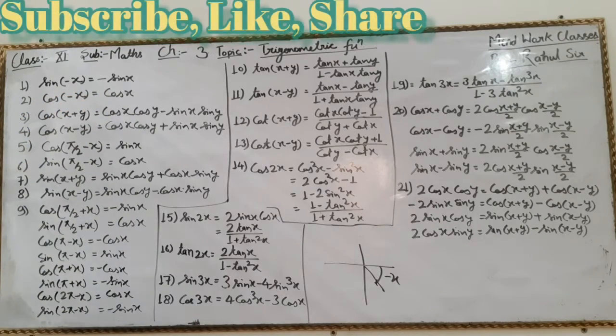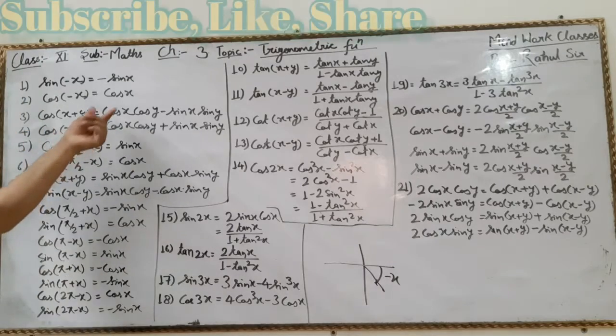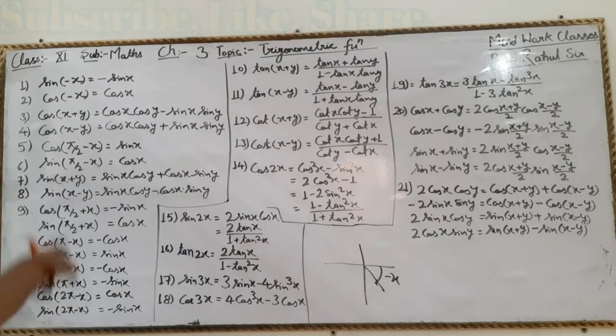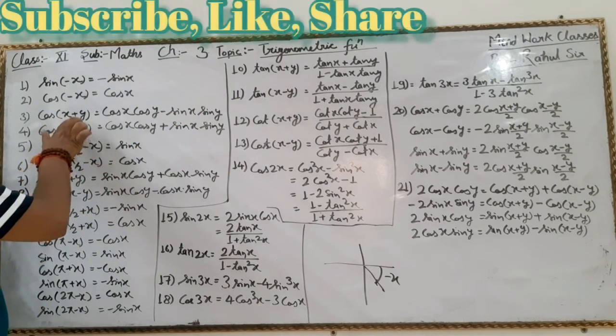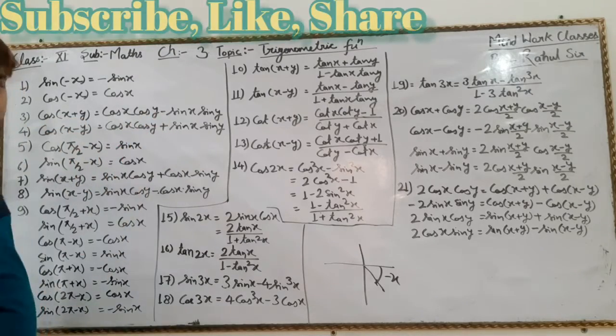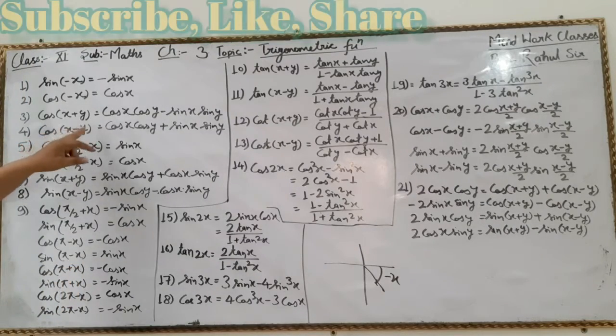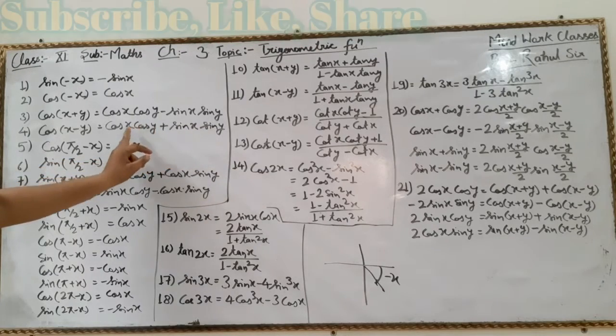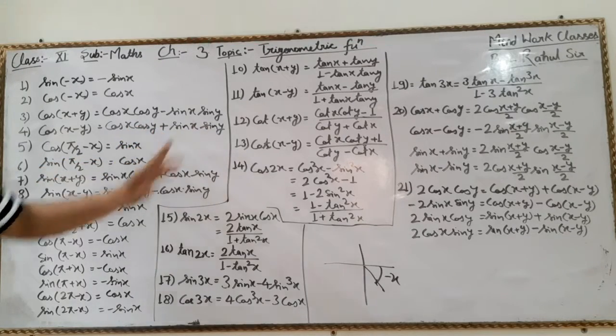Now there are a few formulas again. Here we have the formula cos(x+y), that is cos x cos y minus sin x sin y. That means when there is a plus sign for cos, in the formula there will be a negative sign. And when there is cos(x-y), then it is cos x cos y plus sin x sin y.